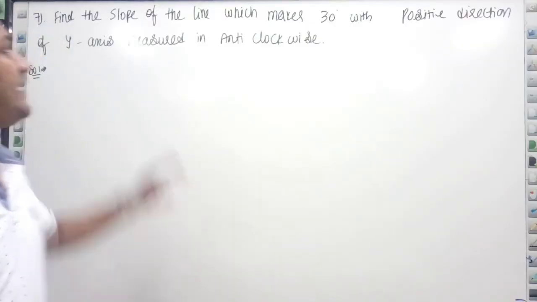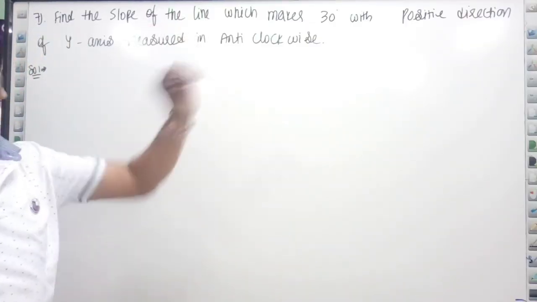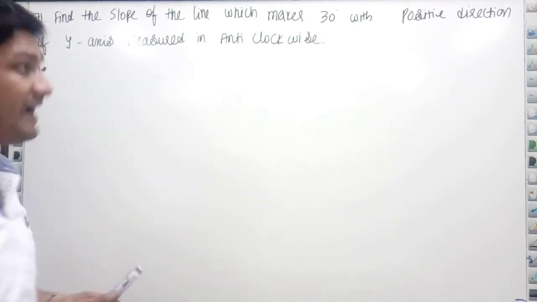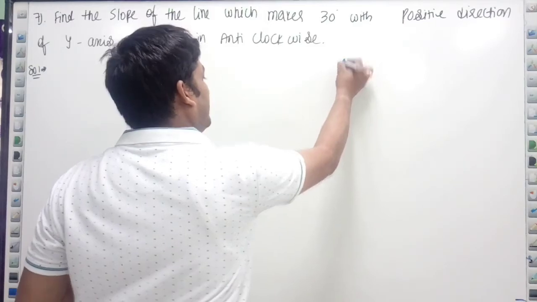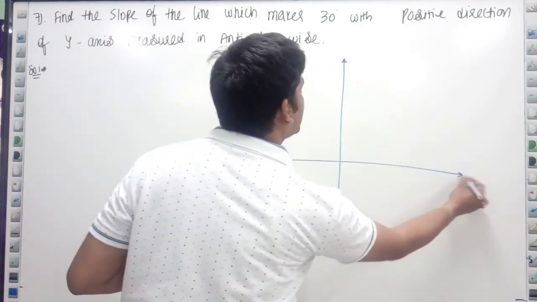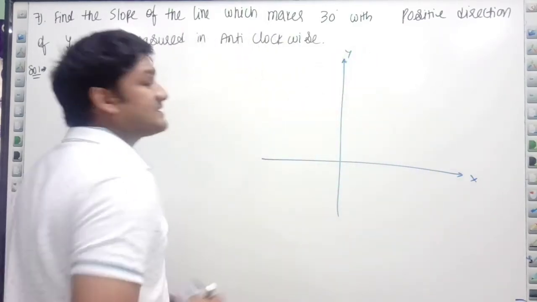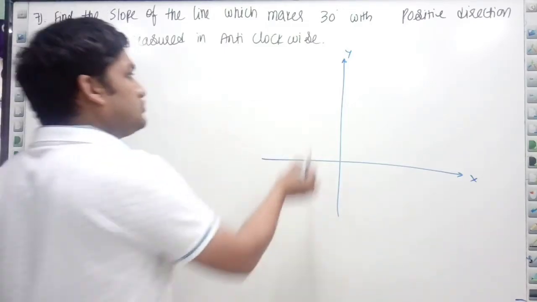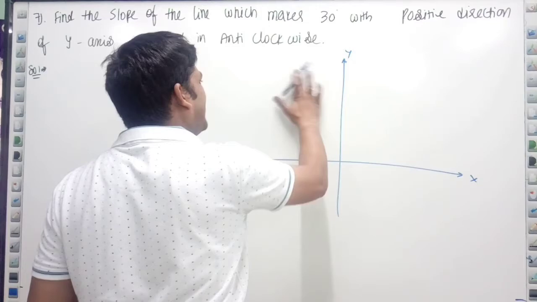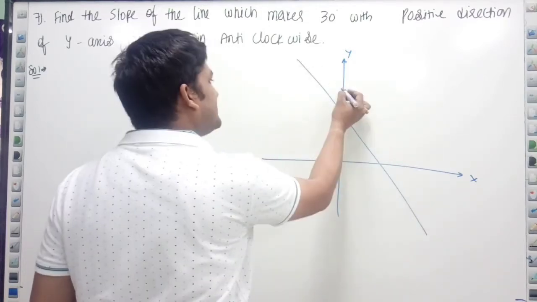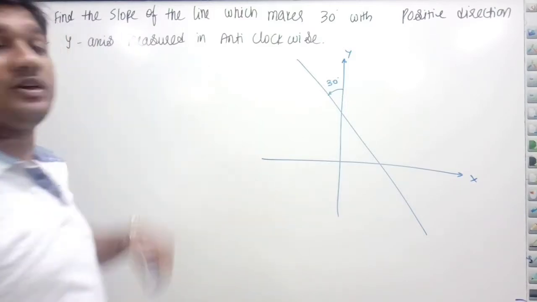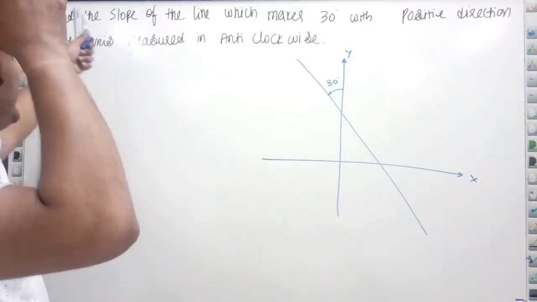Question number 7. Find the slope of the line which makes 30 degrees with the positive direction of the y-axis measured in anti-clockwise direction. Measured in anti-clockwise direction. Look, this is the x-axis, y-axis. From the positive direction of y, anti-clockwise, there is 30. So if I draw a line like this, can I say it is 30 in the anti-clockwise direction? Right? This is what the question is telling. Now we need to find the slope.